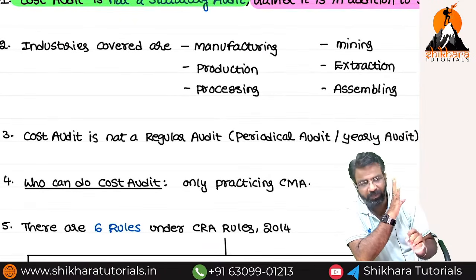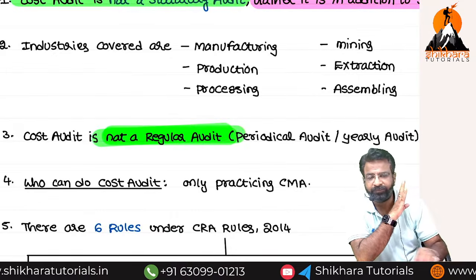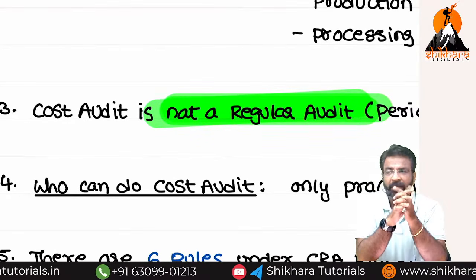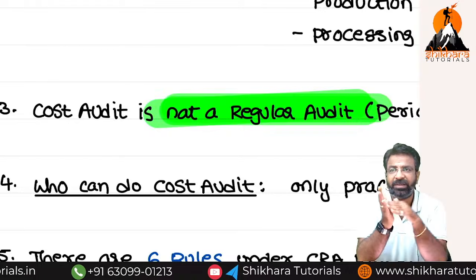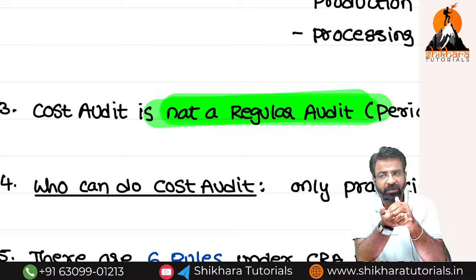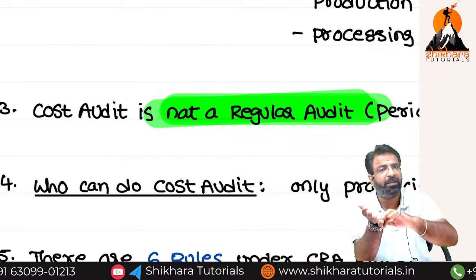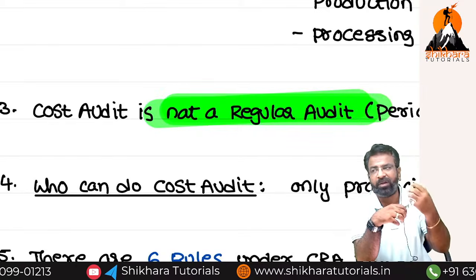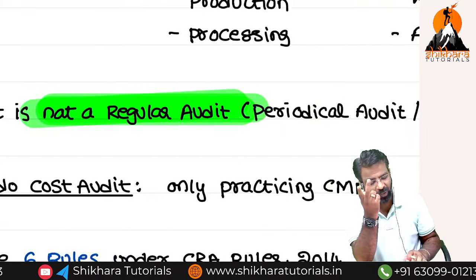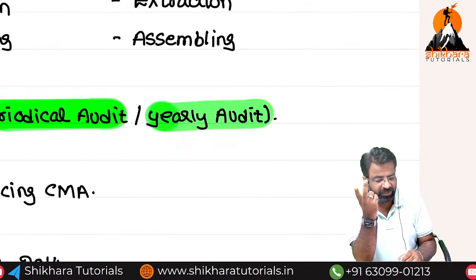Now, the next thing we need to understand. Let me skip point number 2 first. Cost audit is not a which audit? Regular audit. What do you mean by that? Cost audit is not a regular audit. Yesterday I told you cost audit is a turnover based audit. As it is turnover based, in one year turnover may breach, in another year it may not breach, so cost audit may happen or may not. So does that make this audit regular or irregular? Irregular. So cost audit is not a regular audit, it is also not a periodical audit, and cost audit is not a yearly audit.